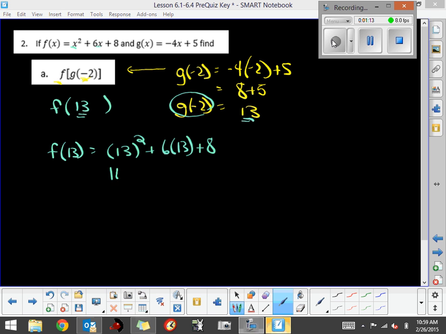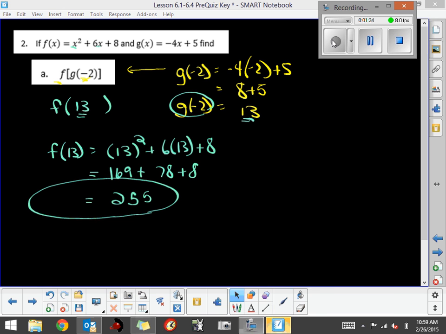So 13 squared is 169. 6 times 13 is 78, plus 8. And then we add those together, and our total sum is going to be 255.